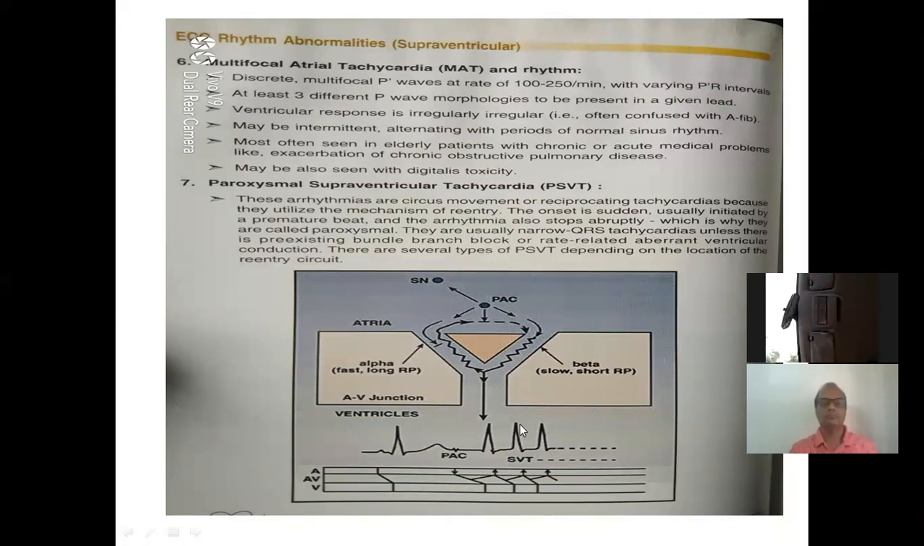Yes. SVT should be treated because there is an SA node, but this PAC is dominating it, because its rate is 220. The SA node's rate is 80, right? Yes sir. So the 200 one takes over and does the work. It has suppressed the SA node. So we need to treat this. If that stops, the SA node will work again, and then the heartbeat becomes normal. Is it clear? Yes. Okay, I'll stop here now.